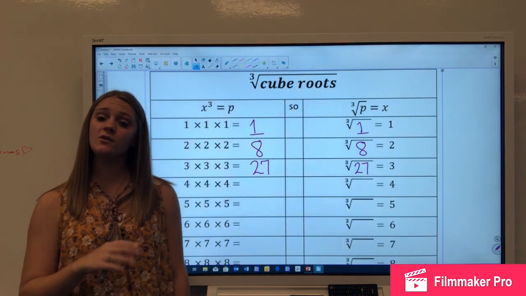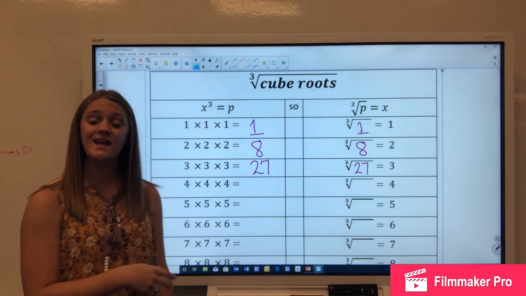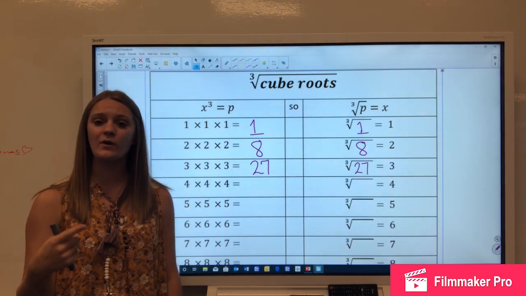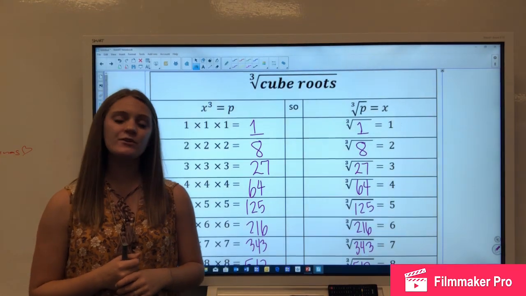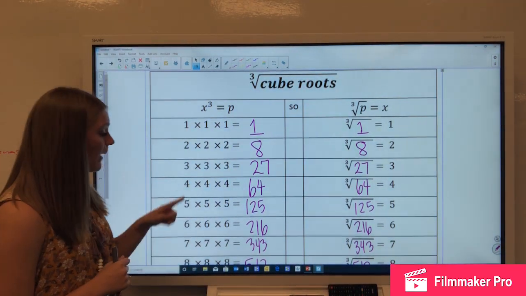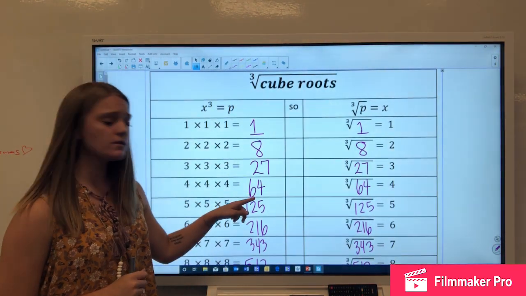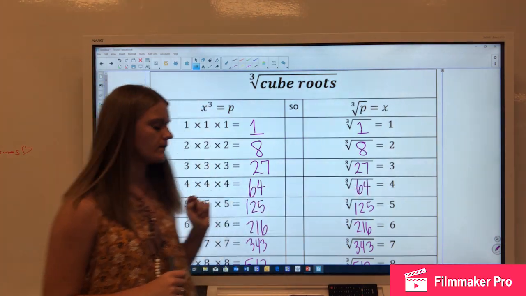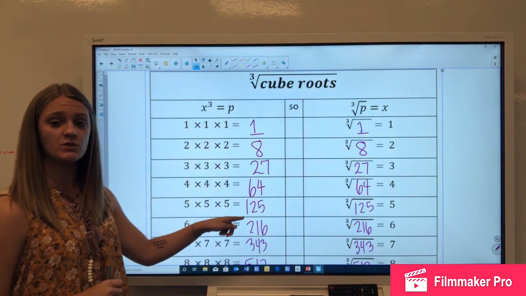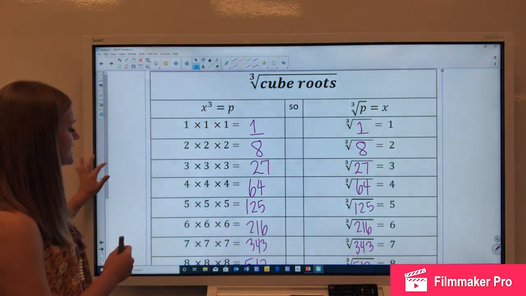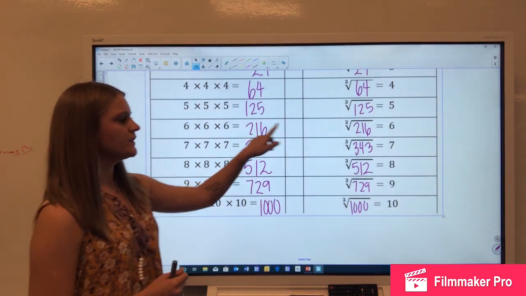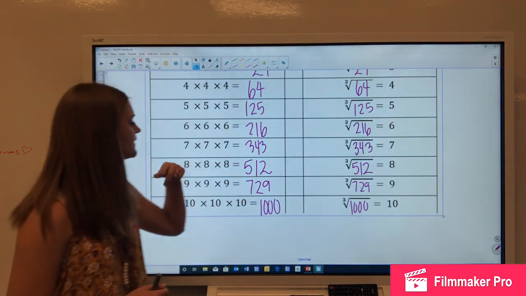All right, pause the video, complete this chart, go all the way to 10, play the video, make sure you got them correct, and then keep going for the practice problems. All right, check and see if you got these correct. So 4 cubed is 64, so the cube root of 64 is 4. 5 cubed is 125, the cube root of 125 is 5. 6 cubed is 216, the cube root of 216 is 6.